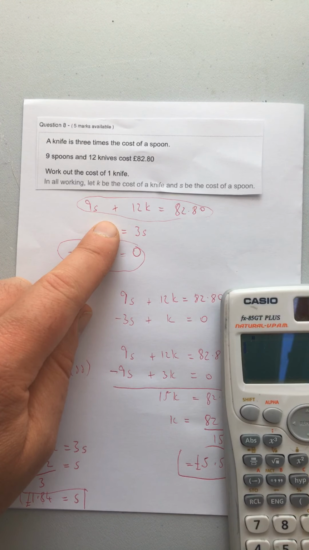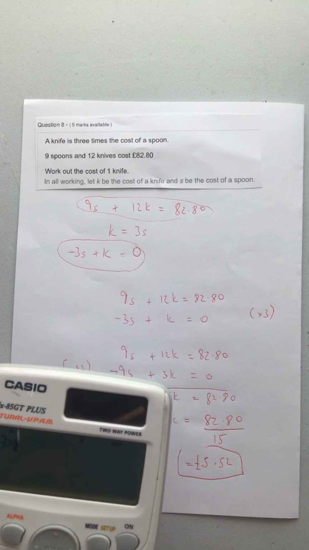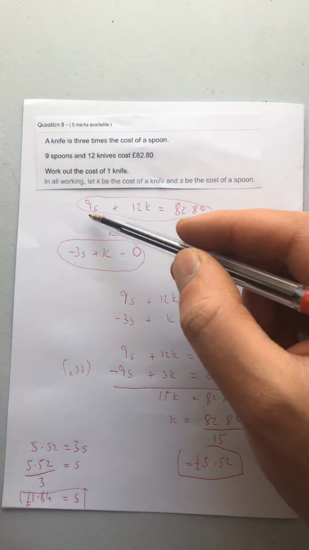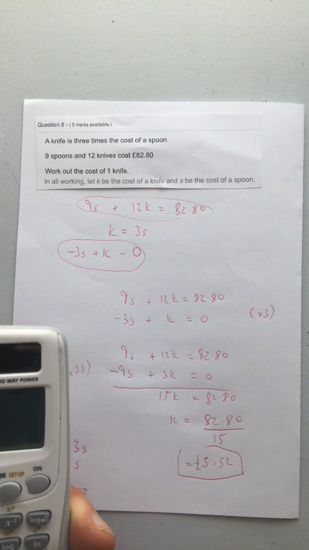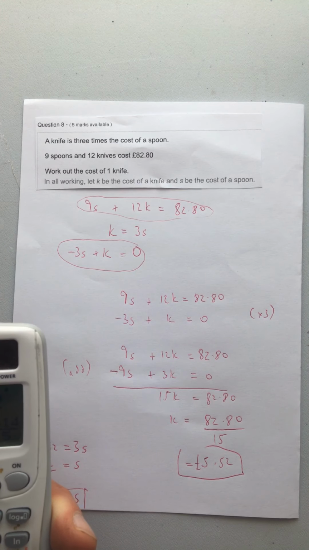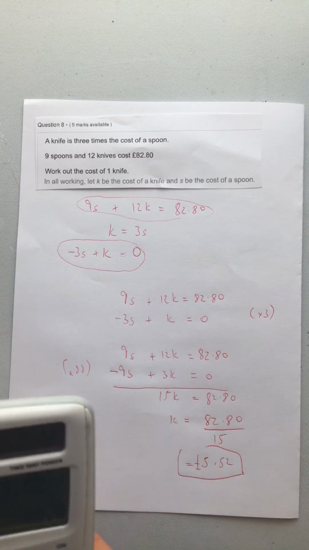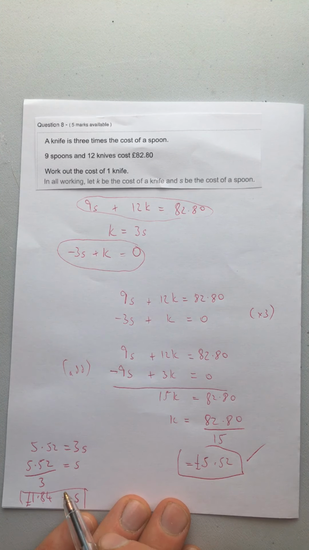But then 9 times the spoon cost, which is £1.84, plus 12 times the knife cost, which is £5.52, gives you £82.80. Yep, and we're done. So I only actually needed this one, but I worked out this just to really do a check.